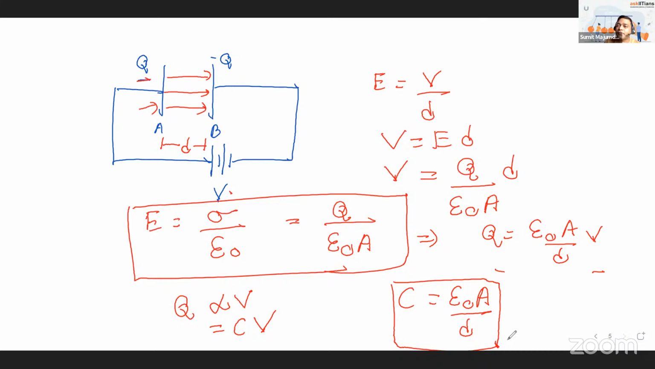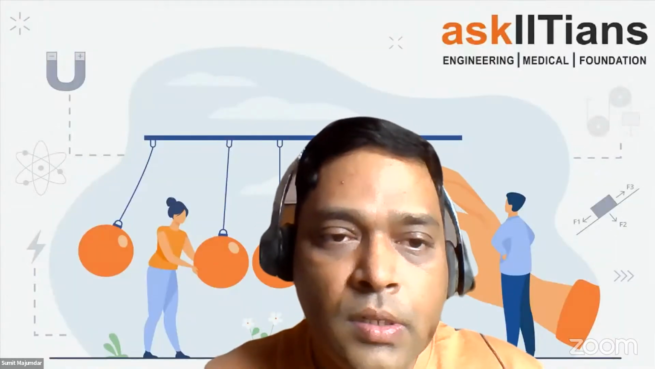You'll multiply this expression of C, which is equal to epsilon naught A by D, by the dielectric constant. That will give you the net capacitance in the presence of a dielectric. As I talked about in the previous question, the capacitance will increase because of a higher dielectric constant, right? So this is the first part. It's a very simple thing, a 2-mark question. It's very easy, straightforward, 2 to 3 marks, you will get it. Okay. Now let's move on to the next part.